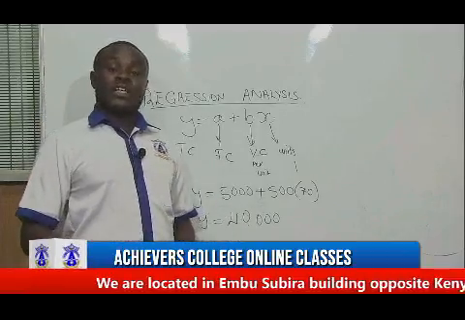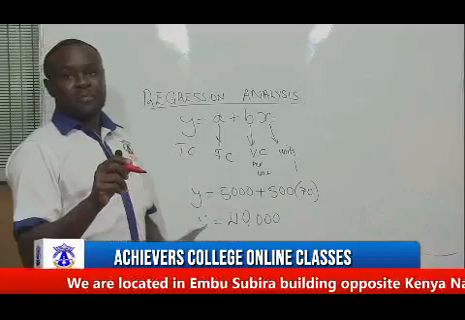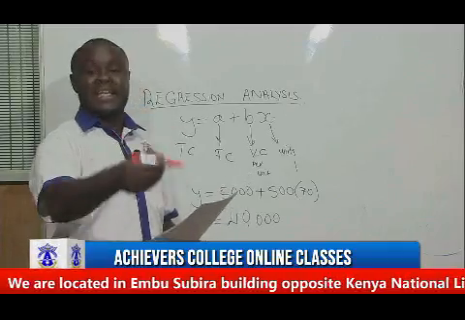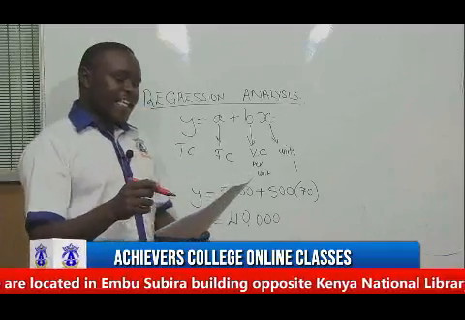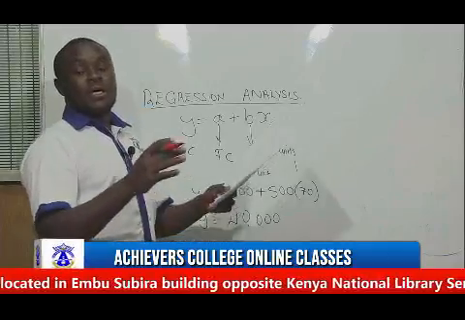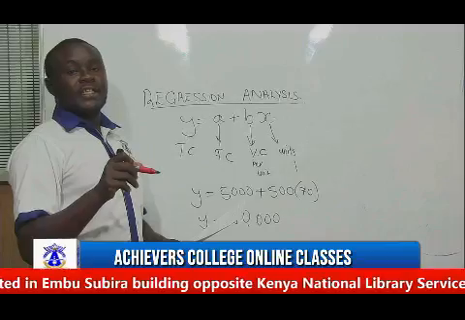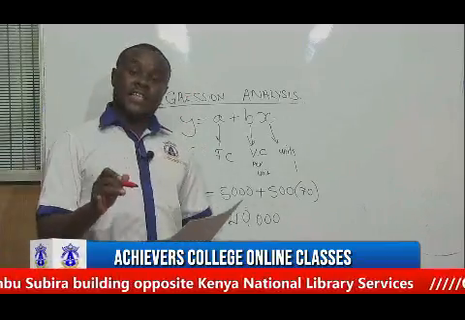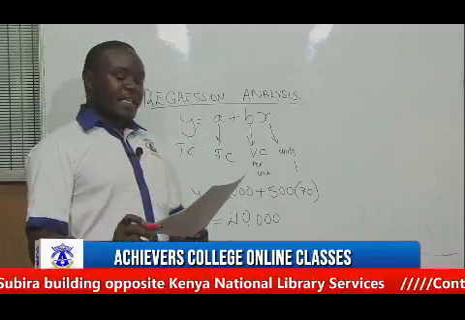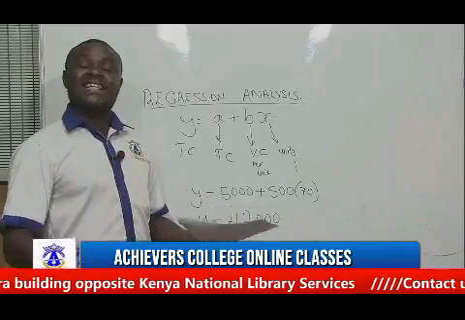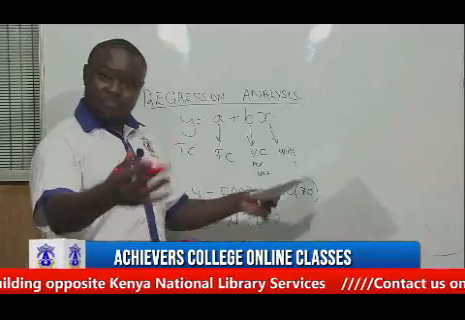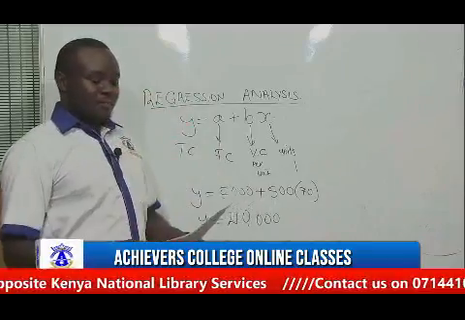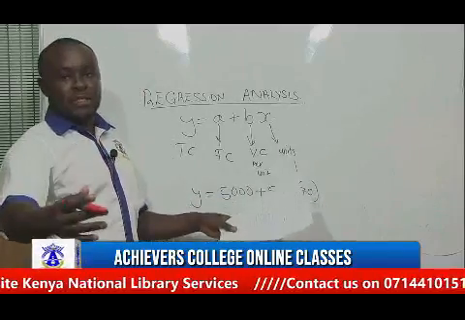Another use of regression analysis is forecasting. This is predicting future occurrence. We would like to predict the future occurrence, so regression analysis is also used in predicting future occurrence. The next one is time series analysis. This is analyzing the trends over time. You keep on analyzing the trend, how things have been moving over a given period of time.